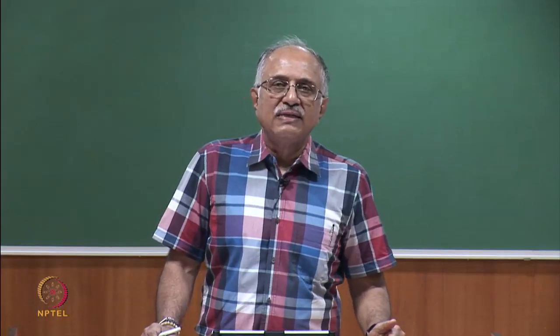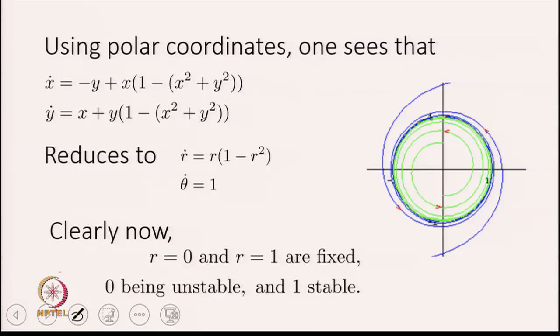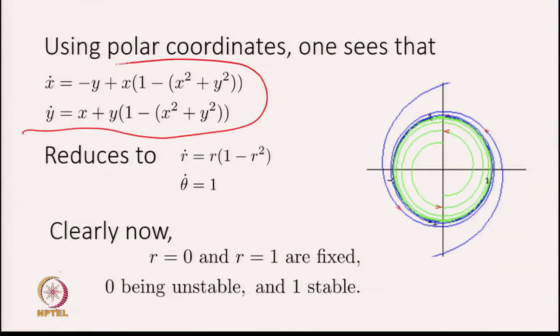You can simplify the analysis a little by just considering polar coordinates, and if you use polar coordinates, you can see that this nonlinear equation over here reduces to the following equations. Well, it's not quite coupled. The motion in theta is very simple, because you can integrate this, and this just says that theta is time. And these two equations reduce to r dot is equal to r into 1 minus r squared.